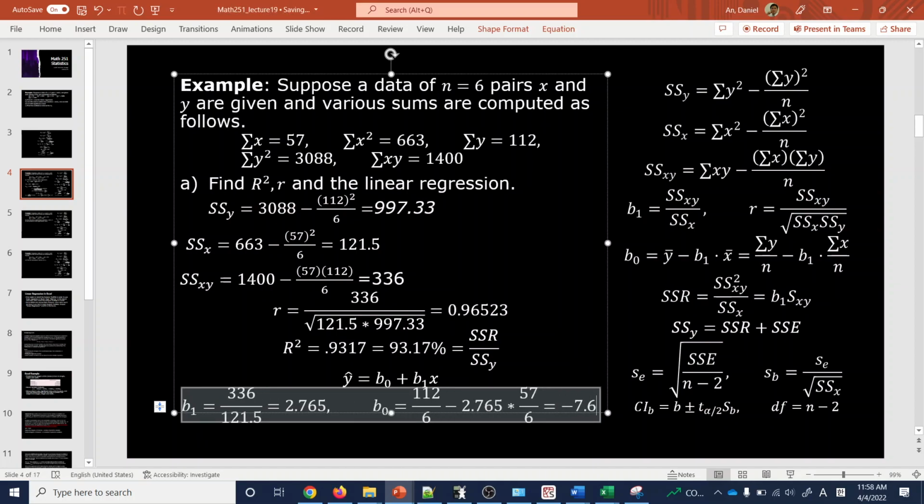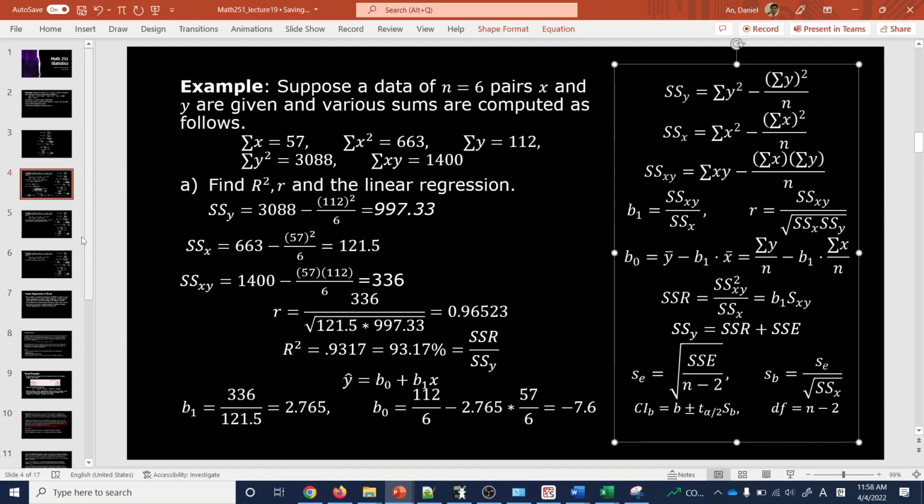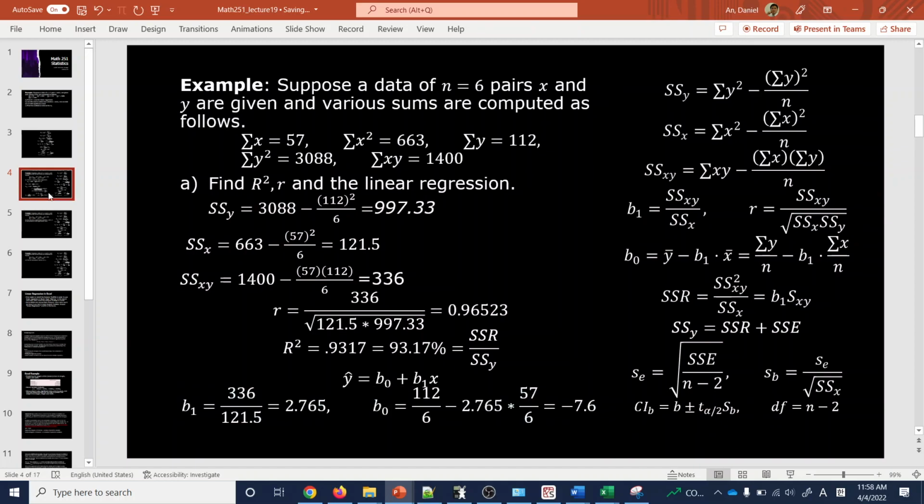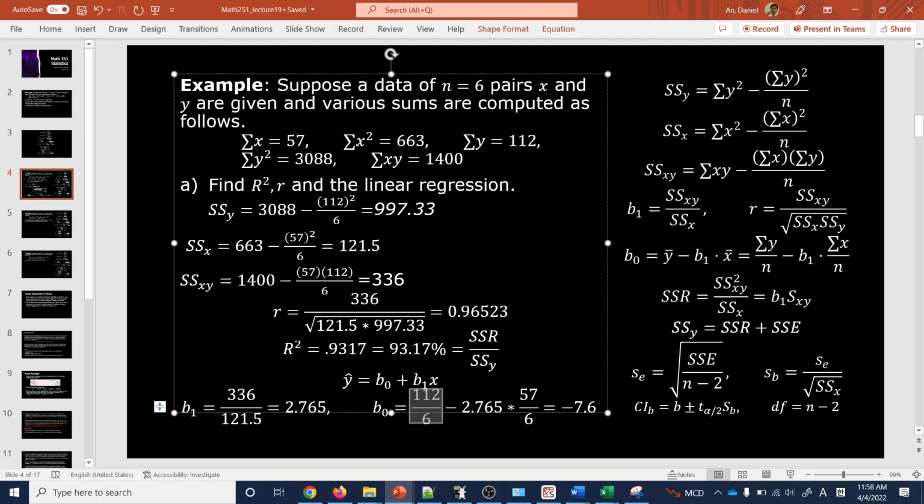Okay, since we've done a lot of calculation here, let me... Wait, where did the y value come from? Where did what come from? The 112 divided by 6. Where did 112 come from? Yeah. Sum of y is 112 right here.